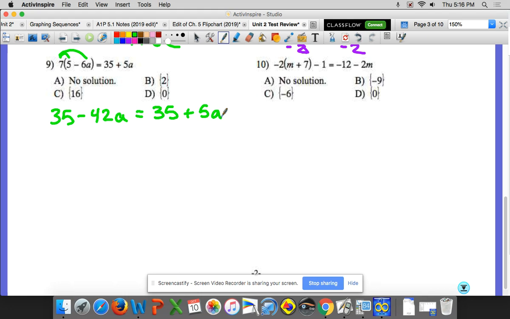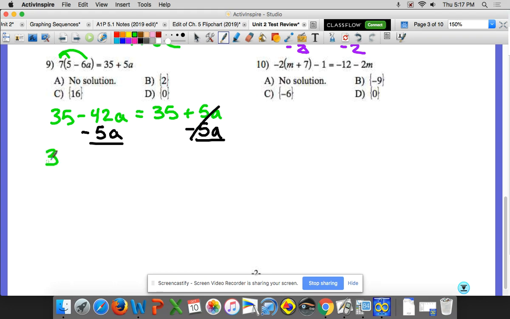So at this point, we have no like terms on the left and no like terms on the right. So we are going to move our variable over in order to isolate it. So we always got to do the opposite. So we have positive 5a and negative 5a is going to cancel. So now we just do the math.